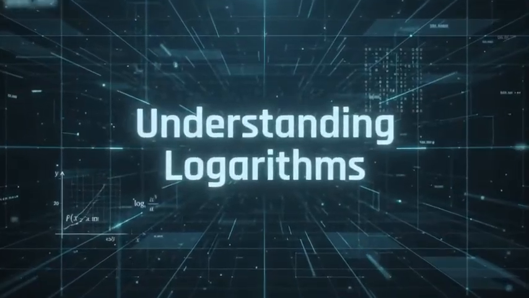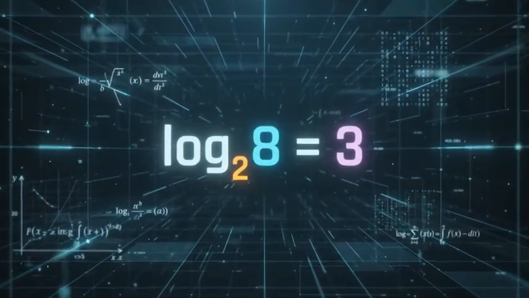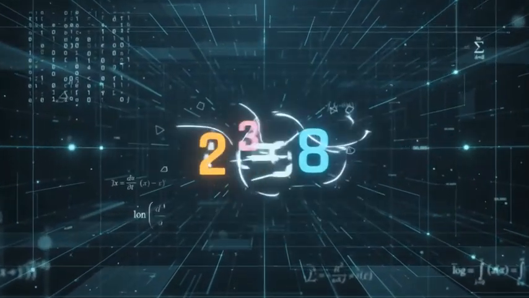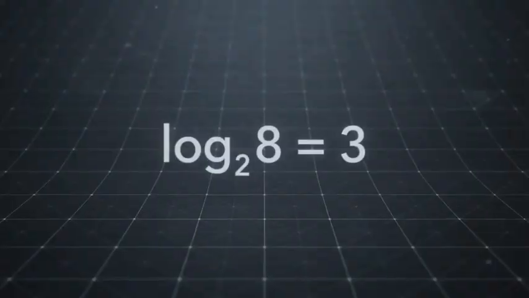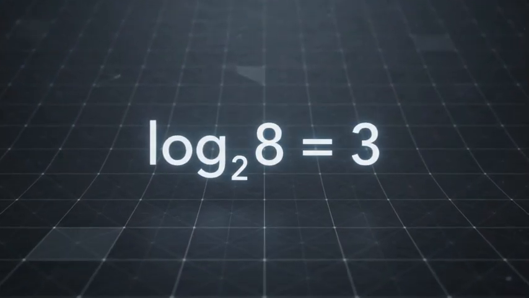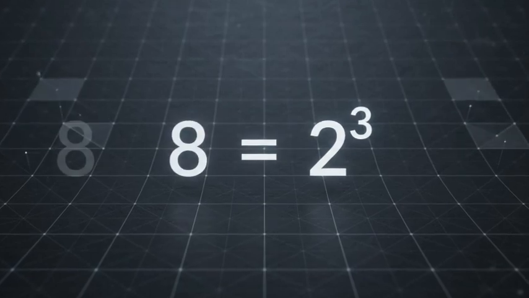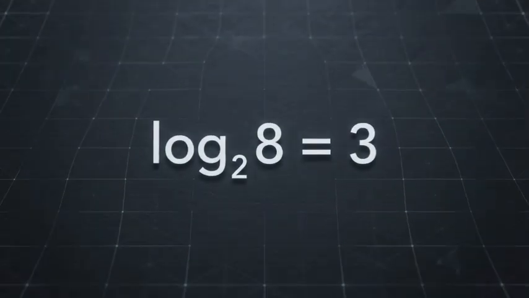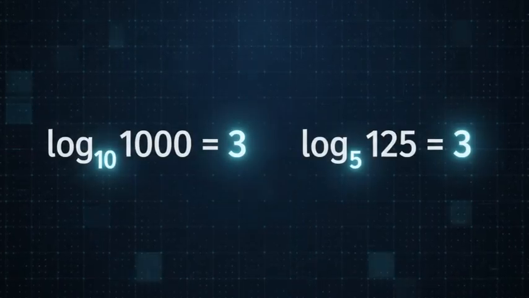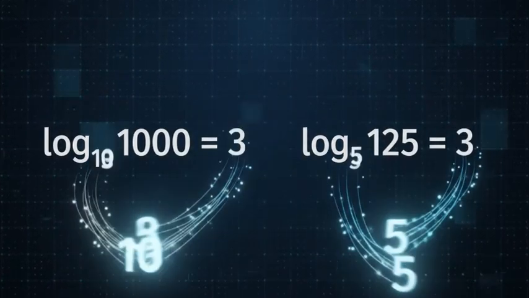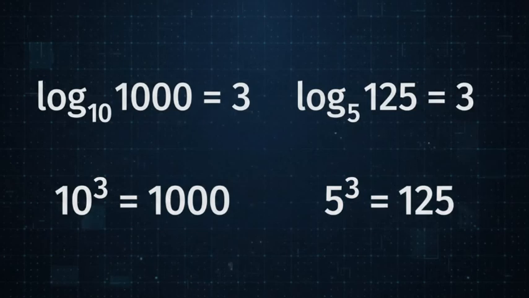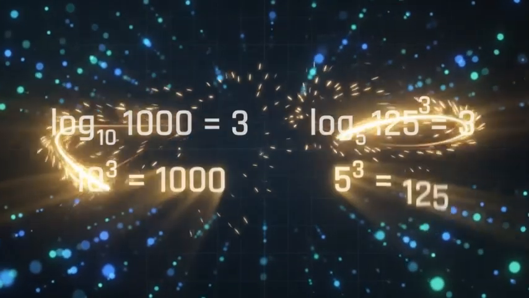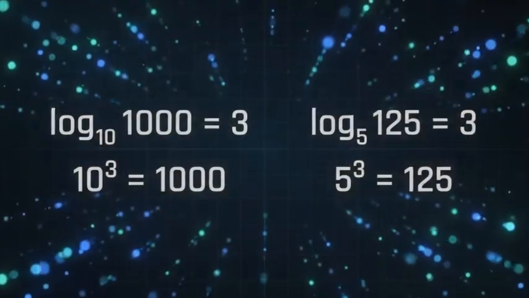A logarithm answers one important question. To what power must the base be raised to produce a given number? Logarithms are the inverse of exponents. For example, log base 2 of 8 equals 3, because 2 raised to the 3rd power equals 8. Similarly, log base 10 of 1000 equals 3, and log base 5 of 125 also equals 3, because each base raised to the 3rd power produces the given value.